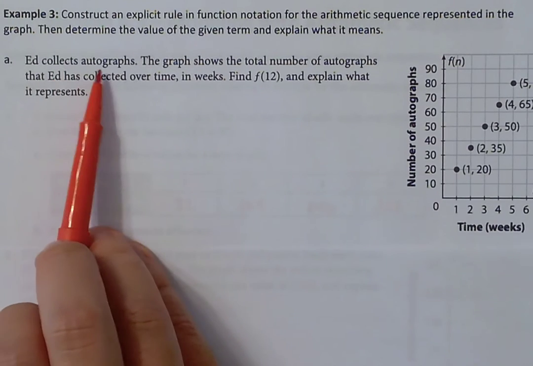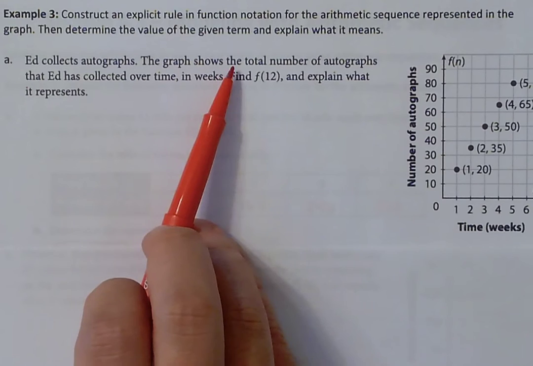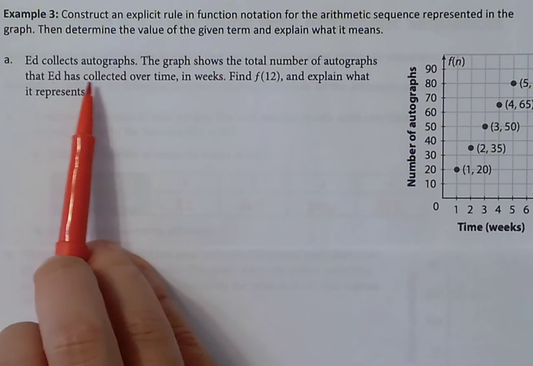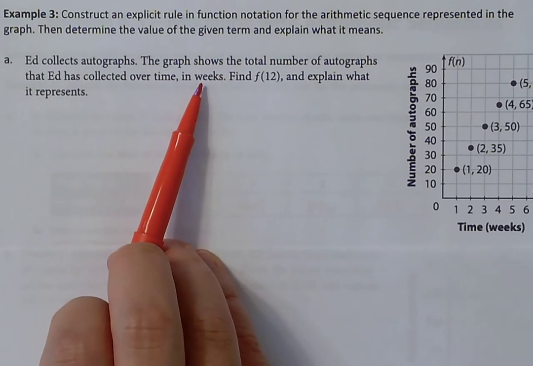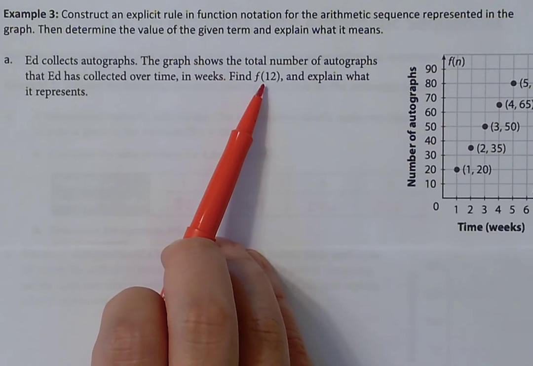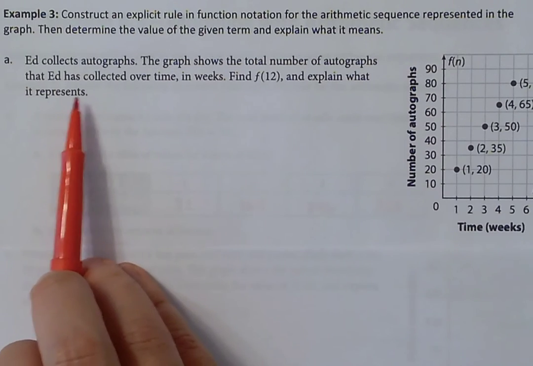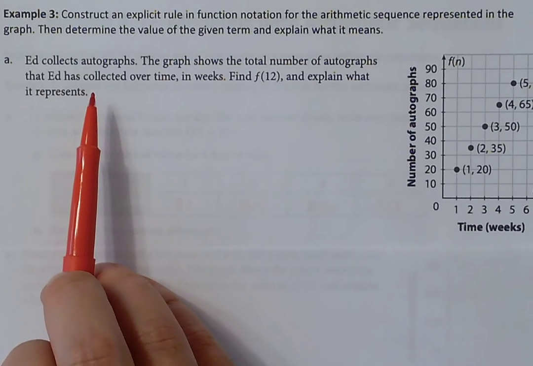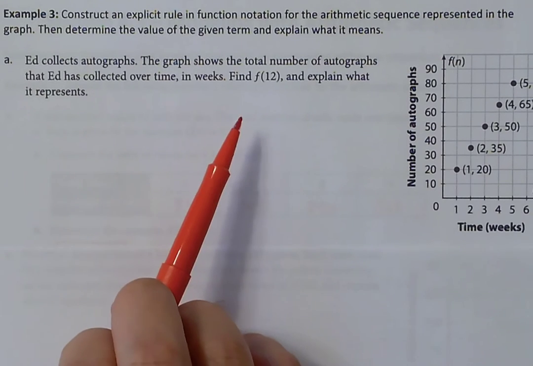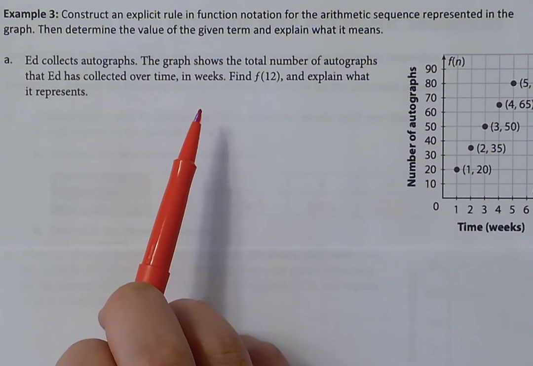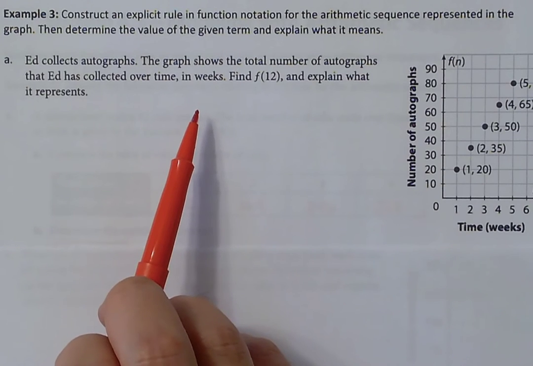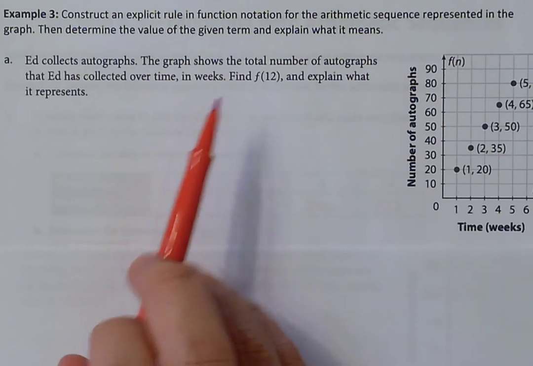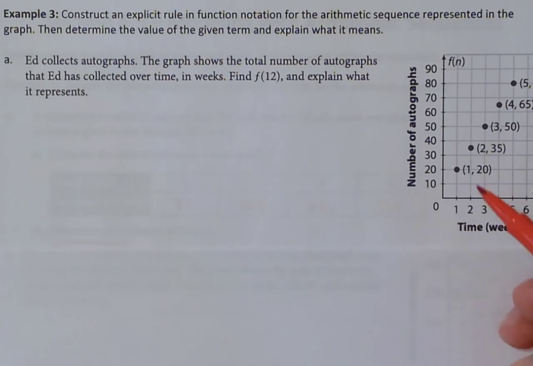So Ed collects autographs. The graph shows the total number of autographs that Ed has collected over time in weeks. So they want us to find f of 12 and explain what it represents. This is the same thing we did in example 2. Figure out your first term, figure out your common difference, write the explicit rule, and then plug the number in. So let's take a look at our graph.